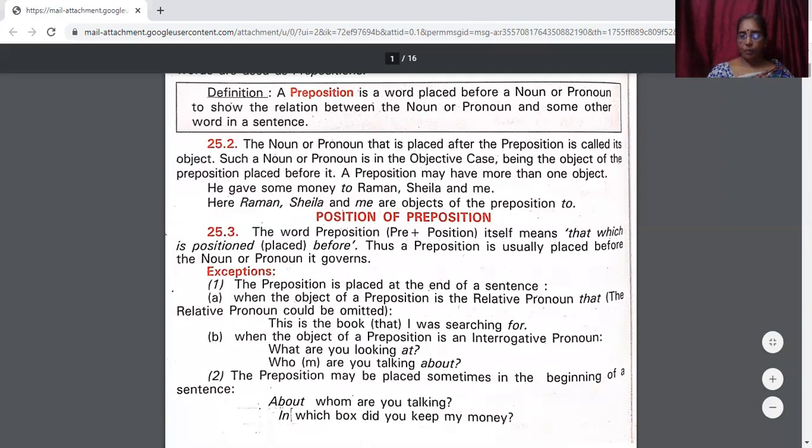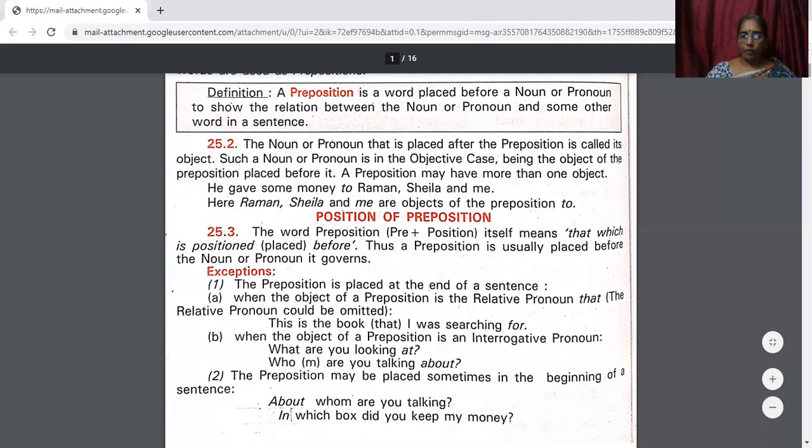There are also exceptions. The preposition is placed at the end of a sentence when the object of the preposition is the relative pronoun that, and the relative pronoun could be omitted. This is the book that I was searching for. Here for is a preposition and it is placed at the end of the sentence.